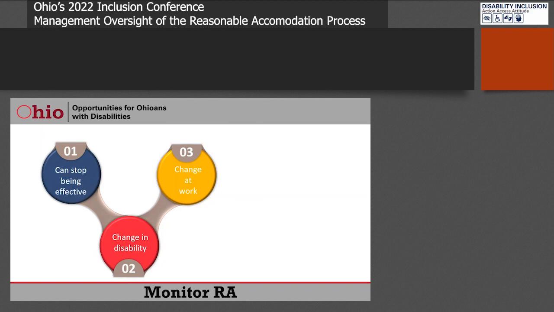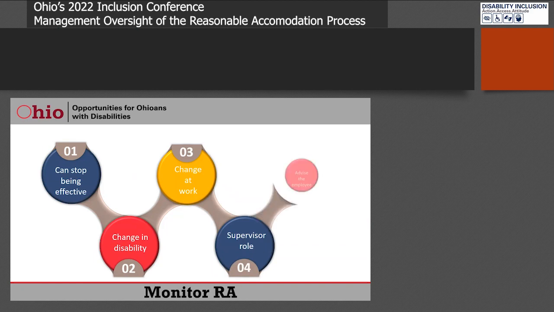Any of these can impact the effectiveness of a reasonable accommodation, so it's important to monitor the accommodations you have implemented. Now, someone in HR might do this, but some employers may have the supervisor monitor the accommodation. And so it's important for the supervisor to know if they have a role, and if they do, how HR prefers they monitor the accommodation, and who is responsible to advise the employee that someone will be checking on the effectiveness of the accommodation periodically.